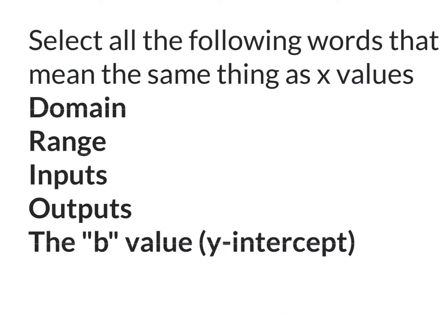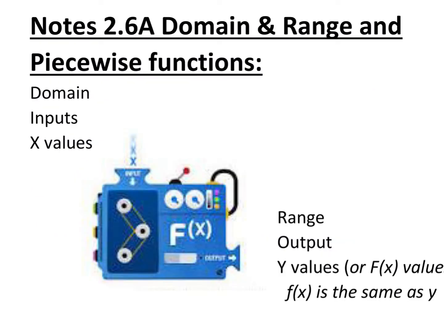On this question, they're asking us to select the following words that mean the same thing as x values. So what are the x values? It might be good to go back to our notes here. This is from the first part of our notes, 2.6a, domain, range, and piecewise functions. Remember, we talked about the machine. Every value that you plug into the machine, like let's say I plugged in the number 10 and it comes out as 21, or I plug in the number 5 and it comes out as 11, or I plug in the number, let's say 50, and it comes out as 101.